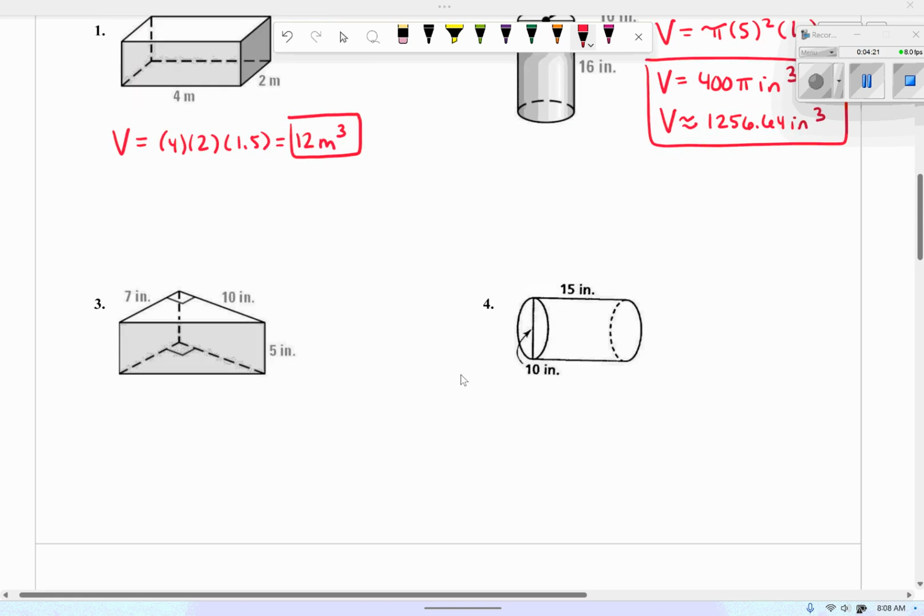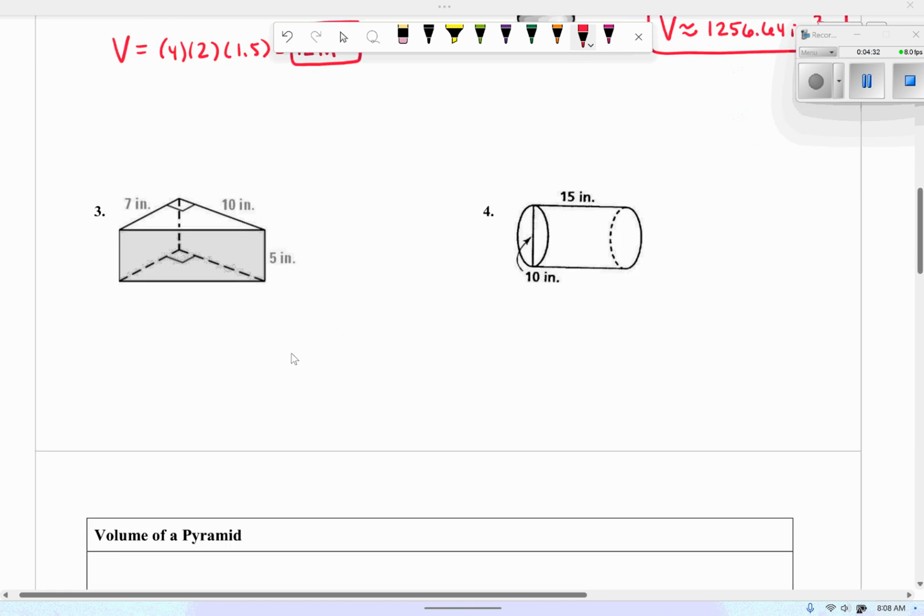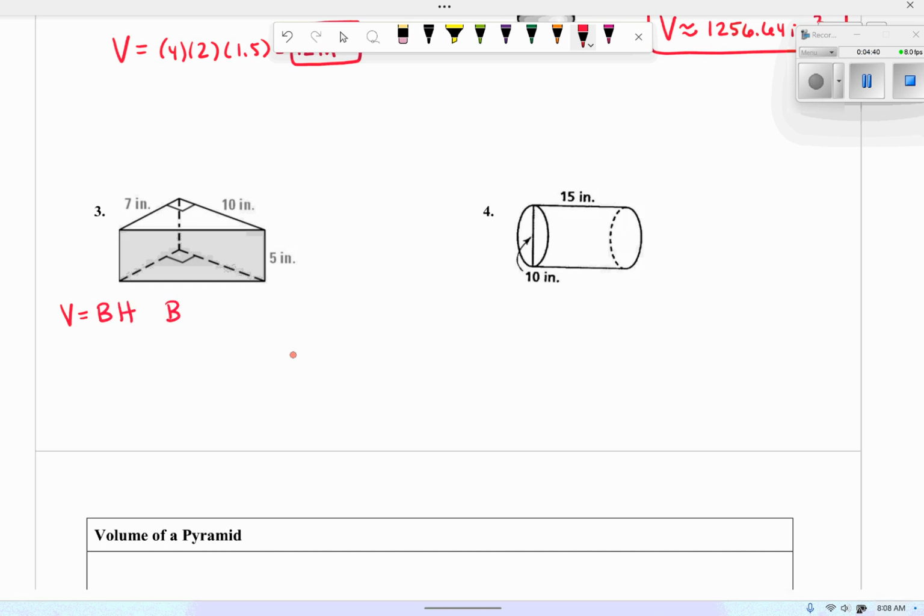So now if we look at the next one, notice this is a prism, but the base is not rectangular. Now the base is a triangle. So now we have to figure out how to find the area of this. So we'll note that volume equals the base times the height for a prism, but again, the base is a triangle. And so in this case, remember then how do you find the area of a triangle? So the area of a triangle is equal to 1/2 the base times the height.